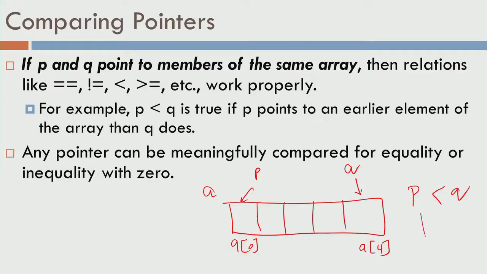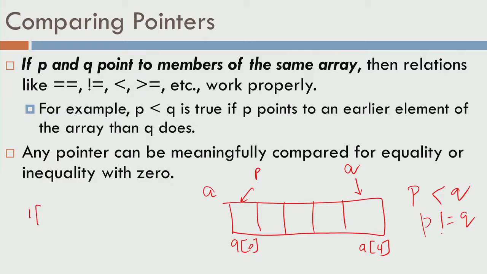You can also ask, is p not equal to q. In this case p is actually not equal to q, since p is pointing to the 0th location and q is pointing to A of 4. So, you can meaningfully compare pointers which are pointing to the same array. You can ask, is this the same, is this earlier than the other pointer, is it later than the other pointer and so on.